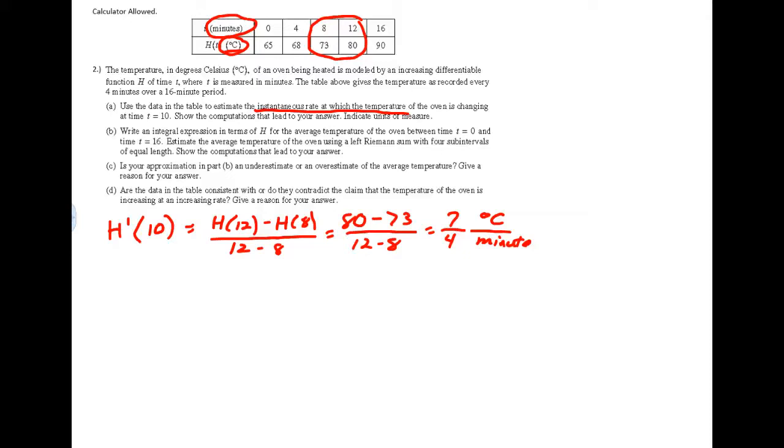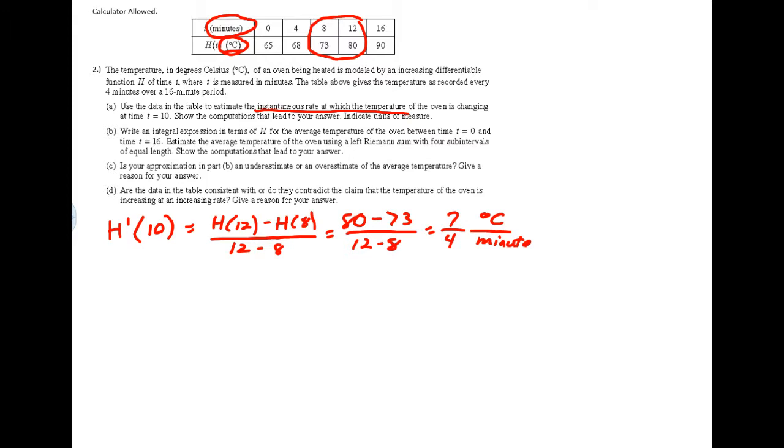Free response question 2, part B. Write an integral expression in terms of h for the average temperature of the oven between time t equals 0 and t equals 16. Estimate the average temperature of the oven using a left Riemann sum with 4 subintervals of equal length. Show the computations that lead to your answer.